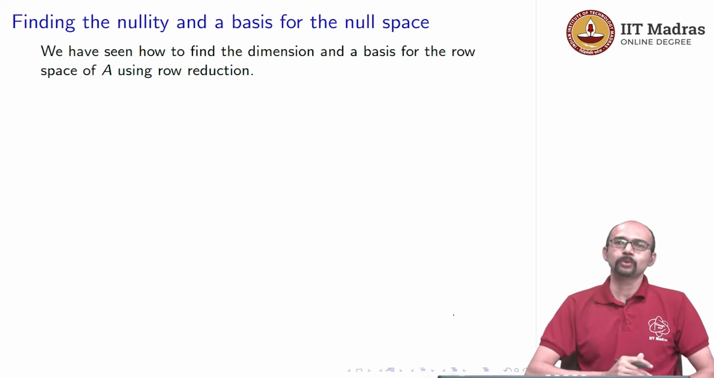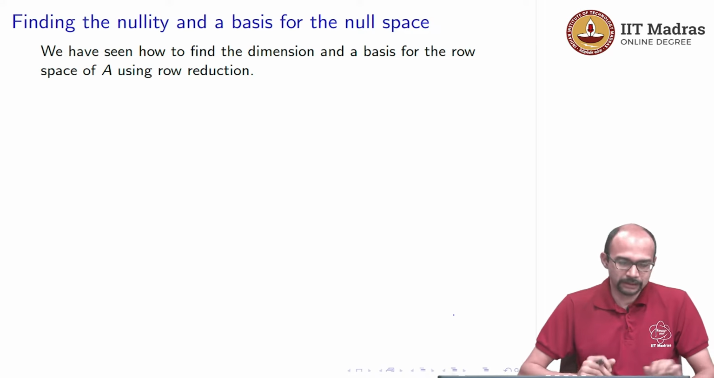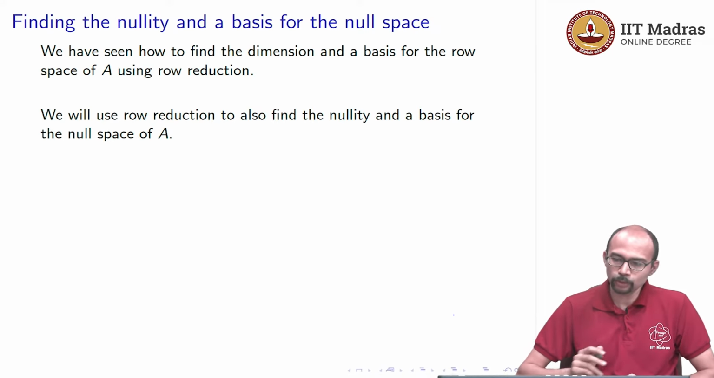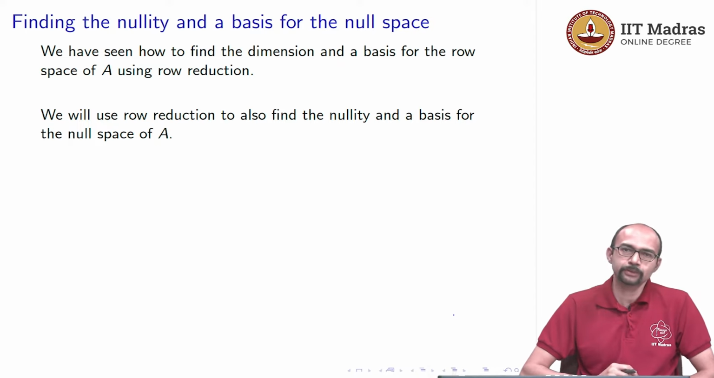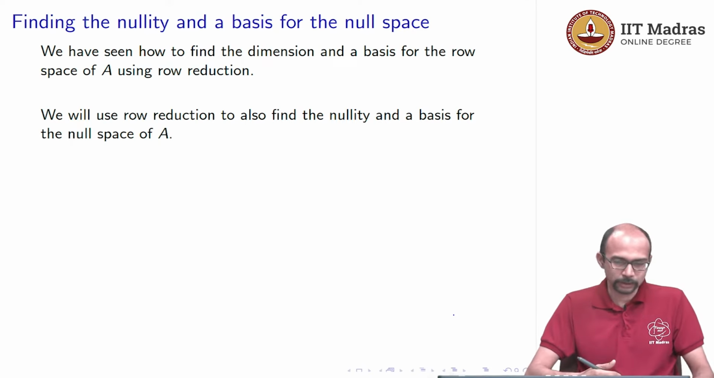Okay. So, let us see how to do that. Let us try to see how we can find a basis for the null space, and of course, along with that the nullity, meaning the dimension. So, we have seen how to find the dimension and a basis for the row space of A using row reduction. So, we will use row reduction to also find the nullity and a basis for the null space of A. Only thing is there is a slight difference in the two, which I am going to come to in a few slides.